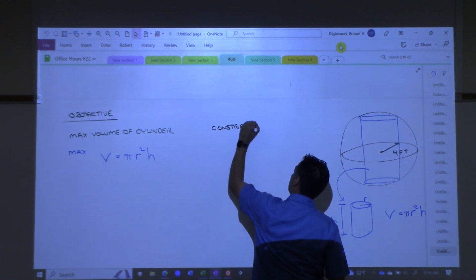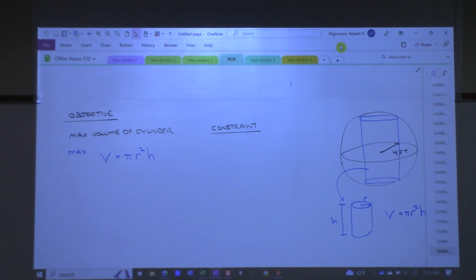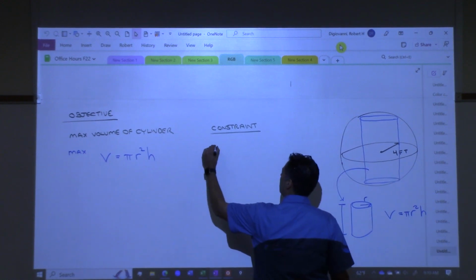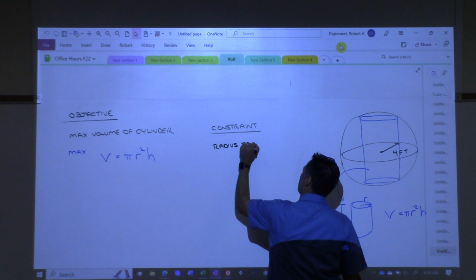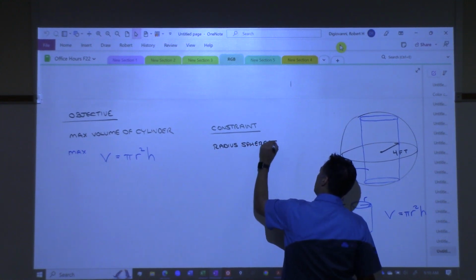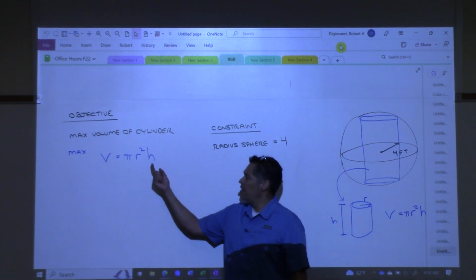can y'all think of any constraint I have? The radius of the sphere is constraining the cylinder, isn't it? I mean, the sphere is fixed, right? So how does that control things? It's kind of hard to see this, but the radius of the sphere is equal to 4.